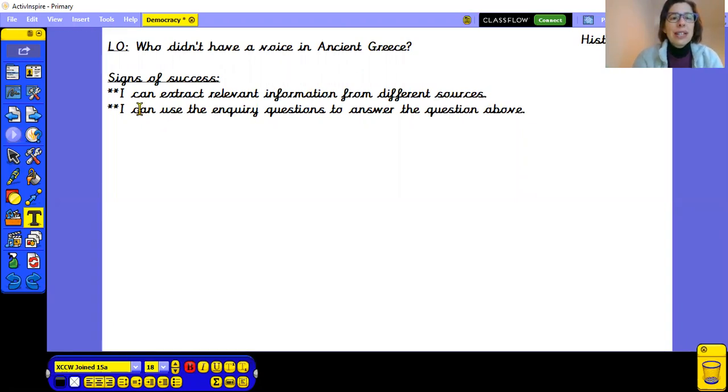The signs of success are the following. Make sure you get information from different sources. And then at the end, please make sure you answer the inquiry question. So a bit of revisiting all we've done before, nothing new in the signs of success. So once again, who didn't have a voice in ancient Greece? And let's get started.